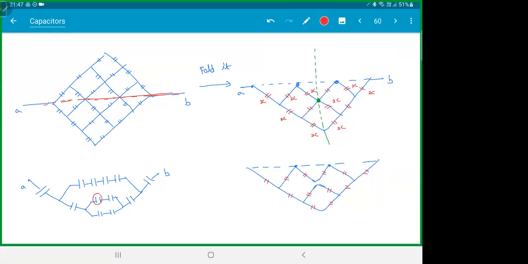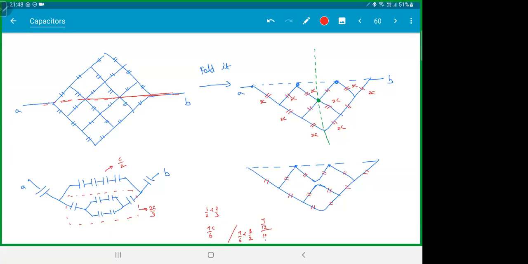How much is this? 2C, 2C, C, 2C, 2C, C, C and C will be again 2C. 2C, 2C and 2C, that will be 2C by 3. This whole section was 2C by 3. And this whole section on the top is 2C by 4, so C by 2. C by 2 and 2C by 3 are in parallel. So half plus 2 by 3, 3 plus 4, so 7 by 6. Then that and these two are in this thing again. So C by 2 by 7 by 6 plus half, 7 by 12, multiply 3, 7 by 10, C by 10, I'm getting.